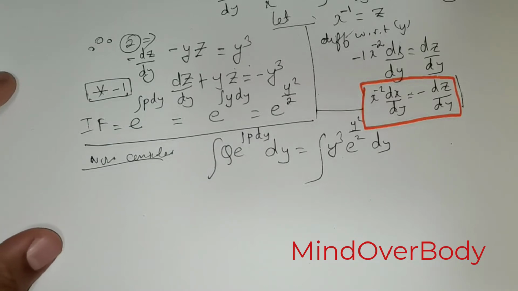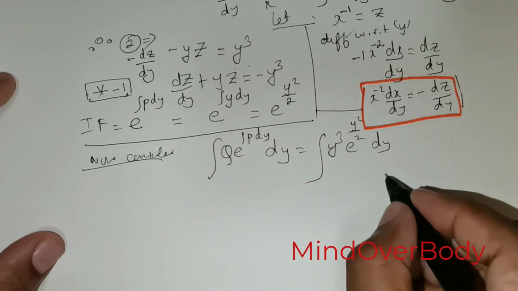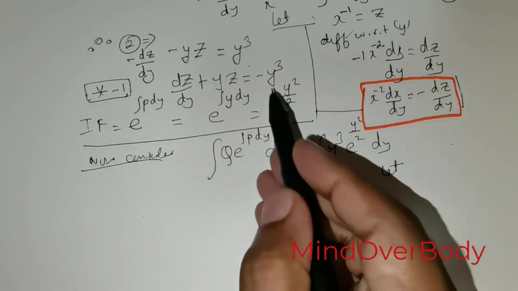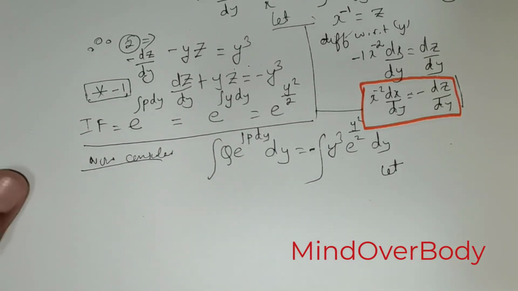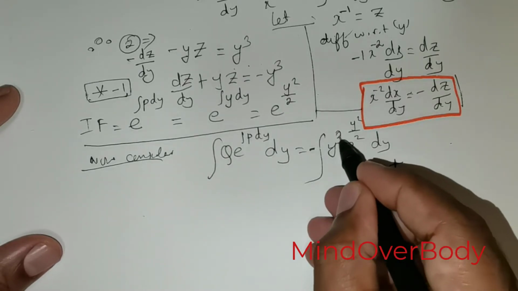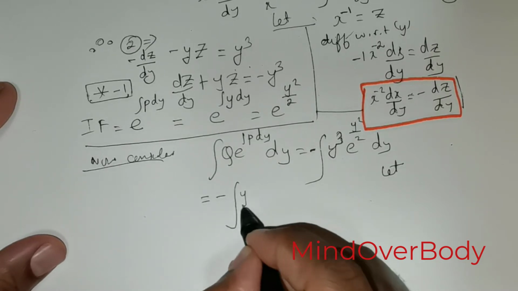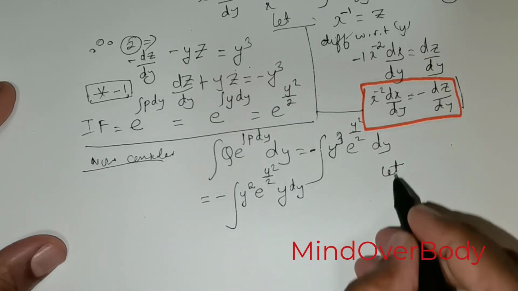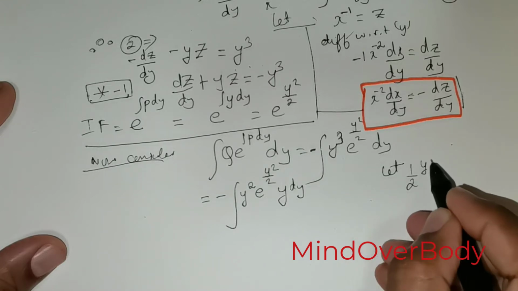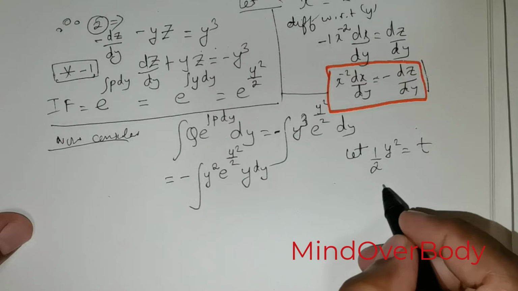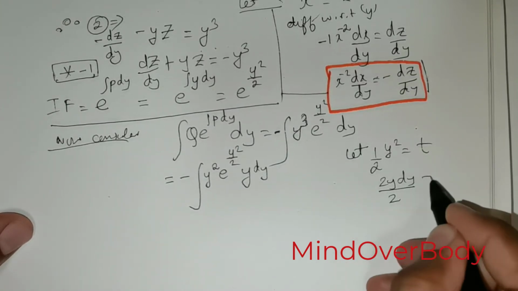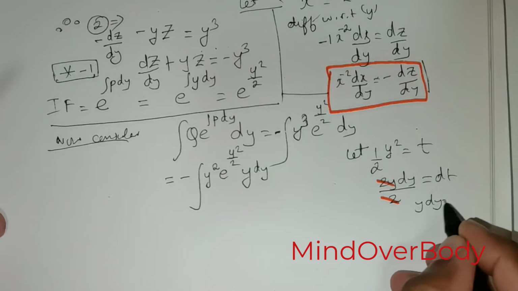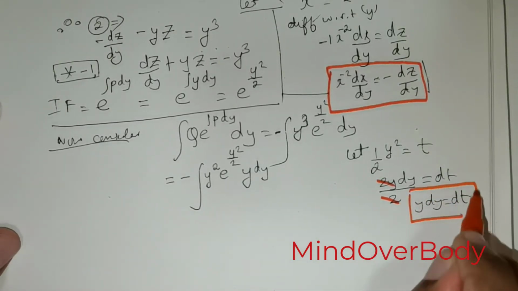So now we need to make a substitution. So what is the substitution? Now there is a presence of a negative sign, so I need to place that. Before I make a substitution, I would like to rewrite this as negative integral y squared times e raised to the power of y squared over 2 times y times dy, and then I will take a substitution as 1 over 2 times y squared is equal to some t, and this is going to be 2 times y dy over 2 is equal to dt. So clearly I can cancel 2 and therefore I get y dy is equal to dt. I can make that substitution.